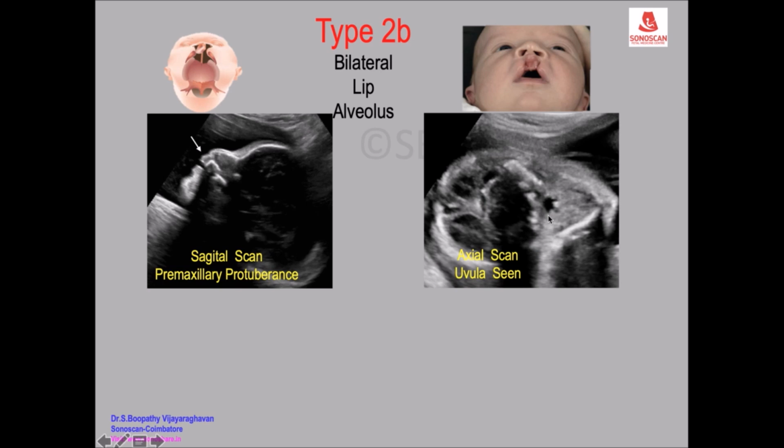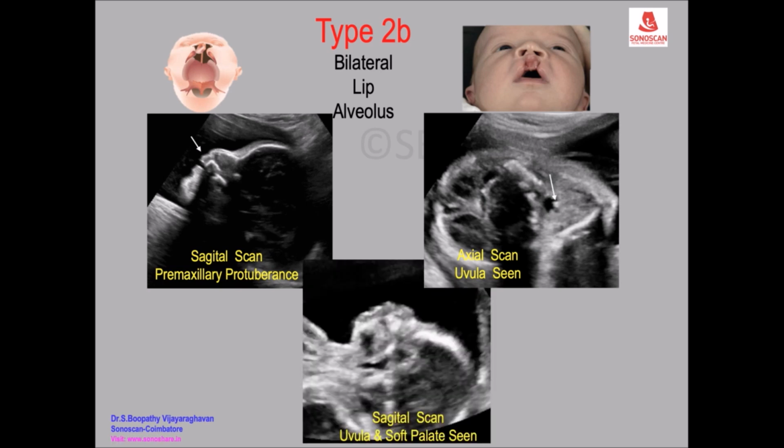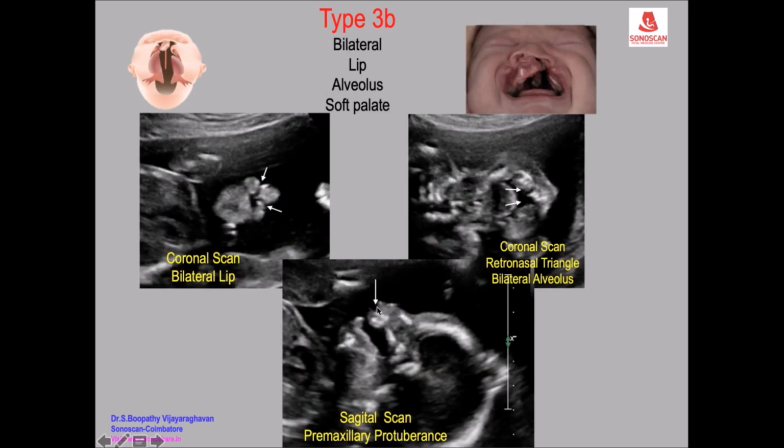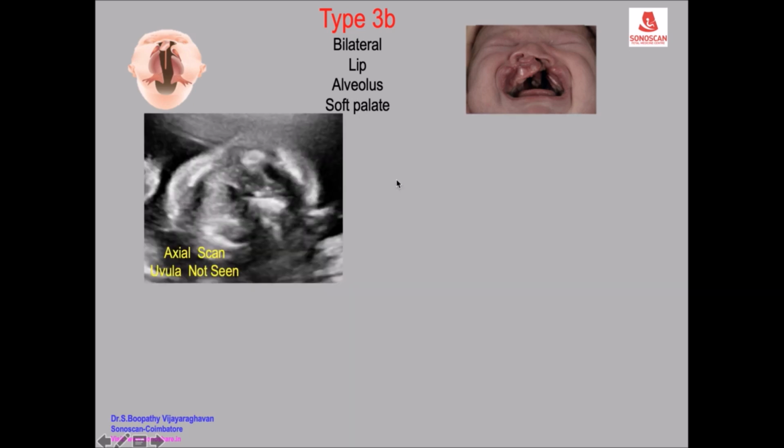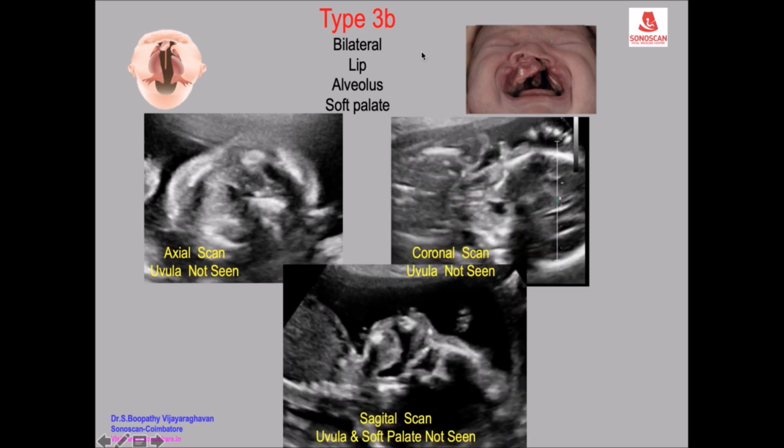So this is the axial scan showing the uvula. Uvula is seen, and when you see the mid-sagittal scan, you see the premaxilla moving anteriorly. So that is the premaxillary protuberance. This is seen when there is bilateral cleft of the lip and alveolus. So in the third segment, we must show the cleft of the soft palate. So here you see the axial scan of the nasopharynx, so that is 3B.